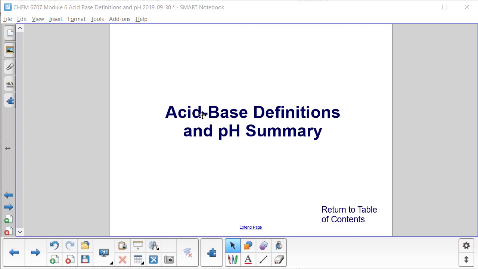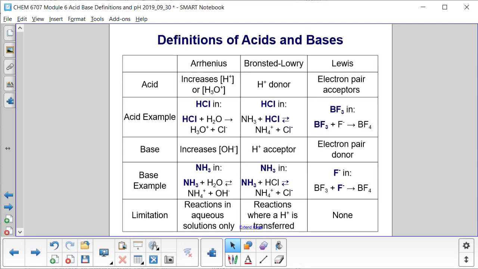All right, let's start out with a basic definition of acids and bases and a summary of pH. So first of all, we have three major definitions of acids and bases: Arrhenius, Brønsted-Lowry, and Lewis. An Arrhenius acid is one that increases the hydrogen ion or hydronium ion concentration. For example, HCl in this reaction, where we end up with a product that's increased the H3O+ concentration.